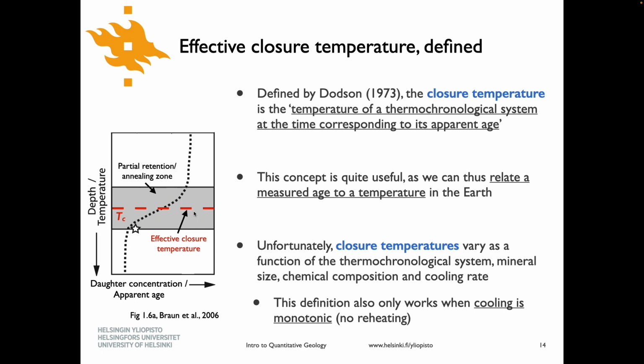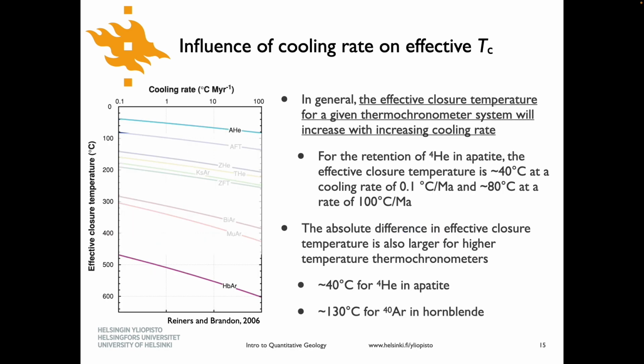So again, just as an idea, we're looking here at the approximation of the area in the middle of this gray zone where you're partially retaining your daughter isotope. Let's just pick a temperature in the middle and call that the temperature below which we start to retain the daughter isotope. So that's fine, but there are things that affect this effective closure temperature. One of them is the cooling rate.